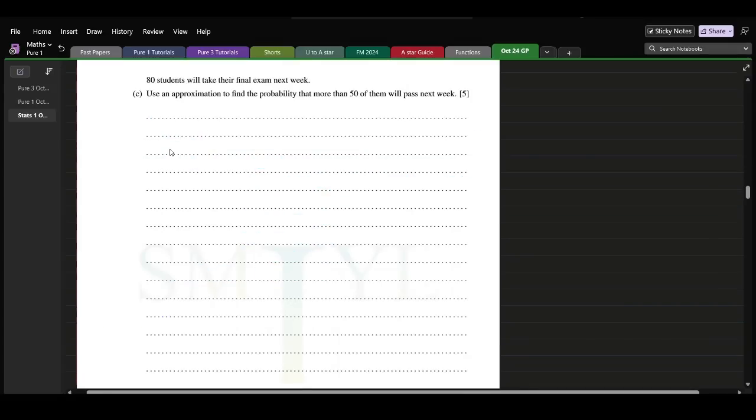80 students will take their final exam next week. Part C. Use an approximation to find the probability that more than 50 of them will pass next week. Alright, so let's define our random variable. That's f is the random variable, number of students that pass the final exam.